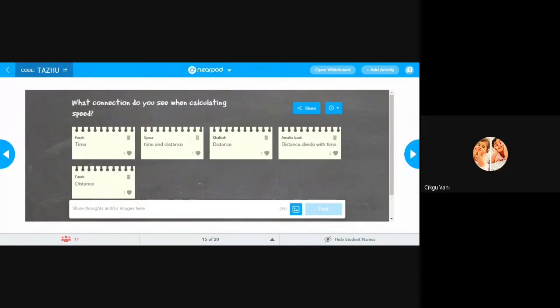Alright, we will try again later. Okay, thank you to everyone. Akila just answered, very good. Many answered time. Farah answered time, distance. Shaza answered time and distance. Akila distance. Kalisa distance. Amalia Izzati distance, divided by time. Okay, clever. Distance divided by time is the speed.